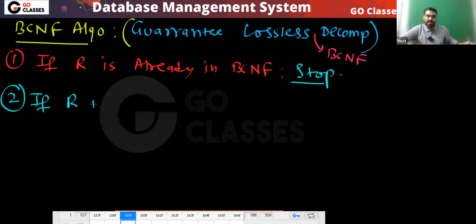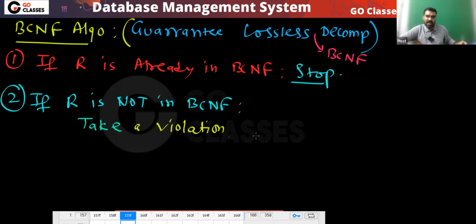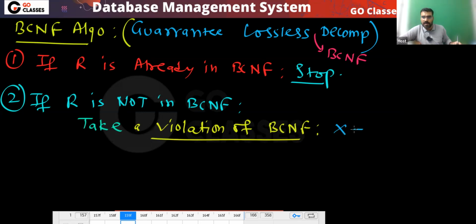And if R is not in BCNF, then what do you do? Very simple. You take a violation of BCNF; any violation you can take. For example, let's assume X determines alpha is the violation. If it is a violation, it simply means X is not a super key, agree? So you take any violation of BCNF, and then what do you do?